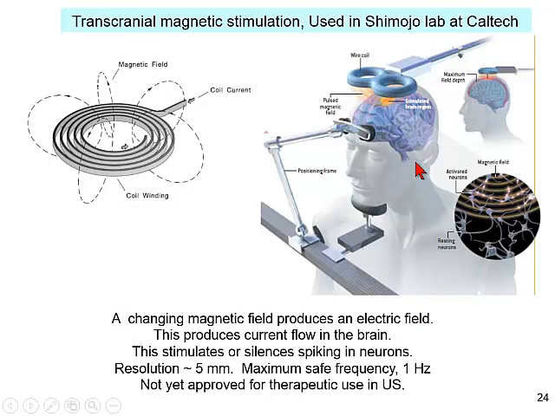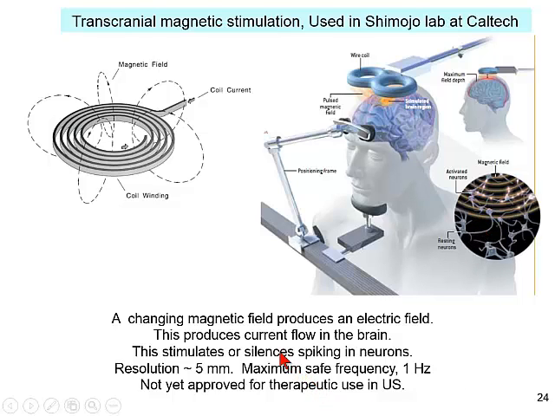Another way to stimulate the brain directly is using transcranial magnetic stimulation, and that's used here in the Shimojo lab at Caltech. With transcranial magnetic stimulation, we're basically using electromagnetic induction. This is a magnetic coil, but it's a changing magnetic field. It grows and shrinks, and therefore it produces an electric field, as you learned in Phys 1. As a result, there are electric currents in the brain, and if it's done with carefully controlled geometry, you can stimulate neurons selectively in a region of the brain by passing currents locally.